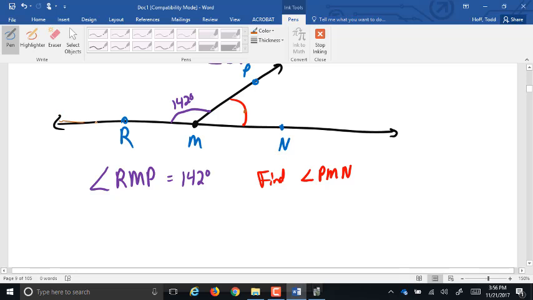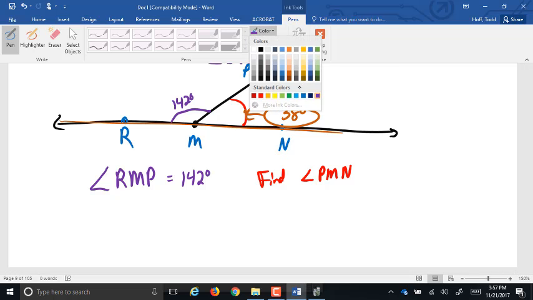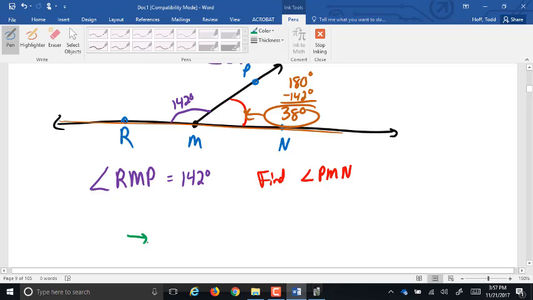Exactly. We know this whole thing here is 180. This qualifies as adjacent angles. So I take 180 degrees minus the 142, and I get 38 degrees for this angle. Two angles that form a straight line, or alternatively add up to 180 degrees, are called supplementary.